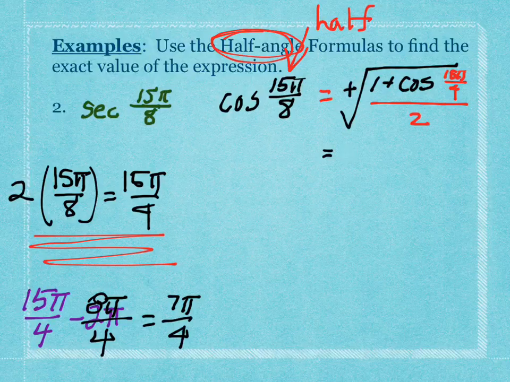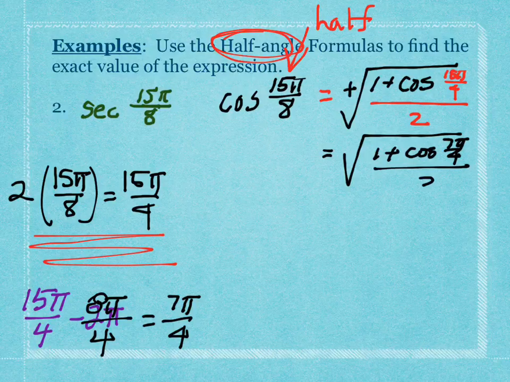So over here, this is positive. I won't write it anymore. But it's the square root of 1 plus cosine of 7 pi over 4, all over 2. What is cosine of 7 pi over 4? Radical 2 over 2, and it's positive because 7 pi over 4 is also in quadrant 4, correct? So this is the square root of 1 plus square root 2 over 2, all over 2.